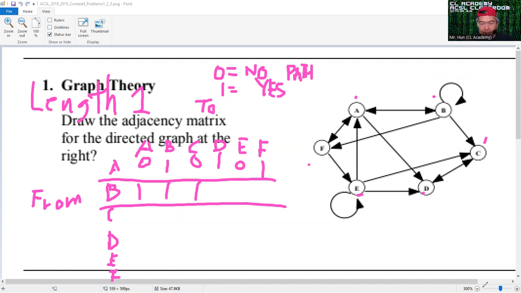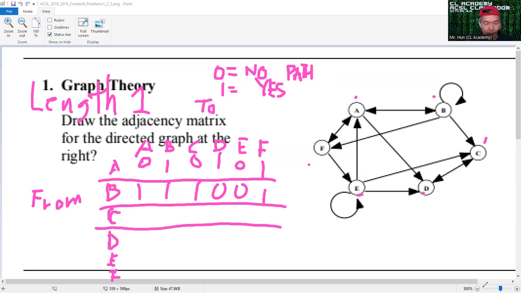Can I go from B to D? Is there an arrow from B to D? No, there is no arrow from B to D, so that's a 0. Can I go from B to E? Nope, there's no arrow from B to E, so that's a 0. Can I go from B to F? Yes, there is an arrow from B to F, so that's a 1.